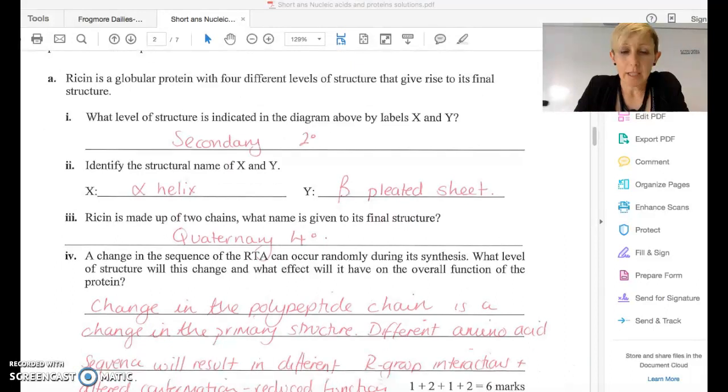A is direct recall. So these are the easiest questions to get marks on. What level of structure is indicated? Secondary. Identify X and Y: alpha helix and beta pleated sheet. If you're not clear on the levels of protein structure and how they fit together, revise that and come and see me if you have any problems.